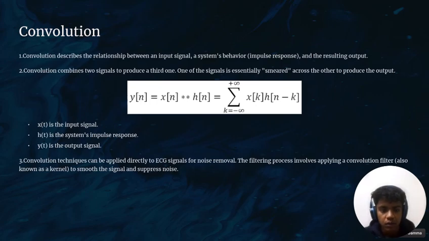Now, convolution. Convolution describes the relationship between the input signal, the system behavior, which is the impulse response, and the resulting output. Convolution combines two signals to produce a third one. One of the signals is essentially smeared across the other one to produce an output. So here, y[n] is the output, x[n] is the input signal, and h[n] is the system's impulse response. Convolution techniques can be applied directly to ECG signals for noise removal. The filtering process involves applying a convolution filter, also known as the kernel, to smooth the signal and suppress noise.